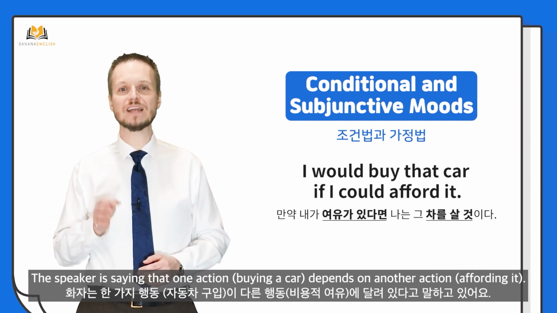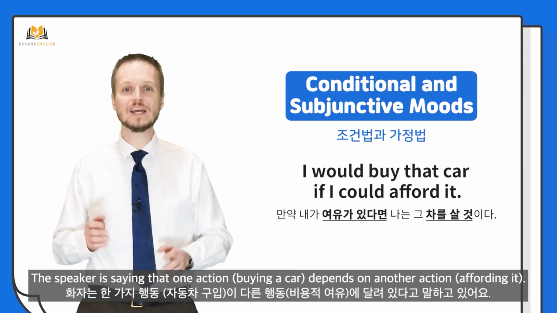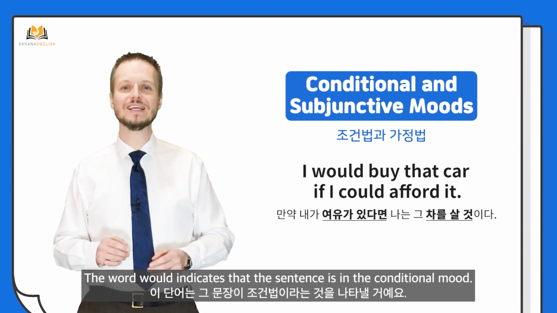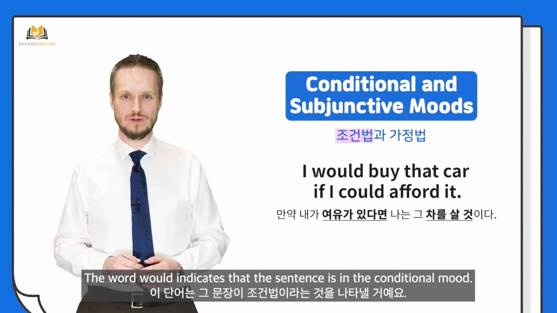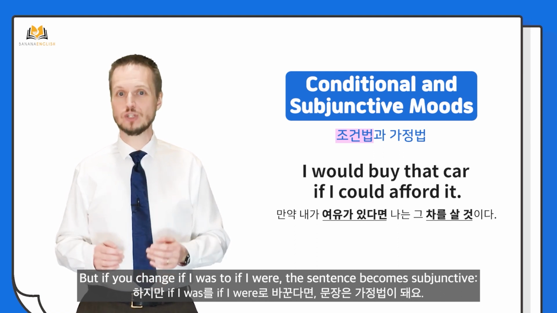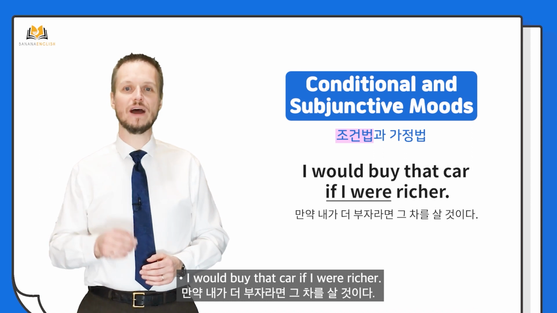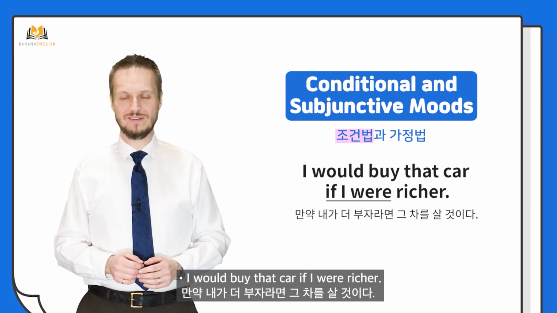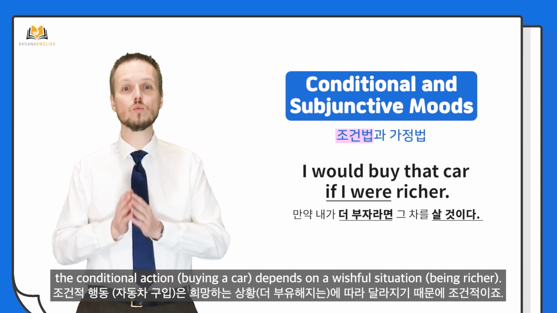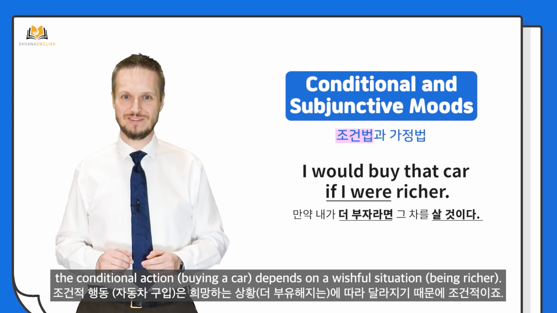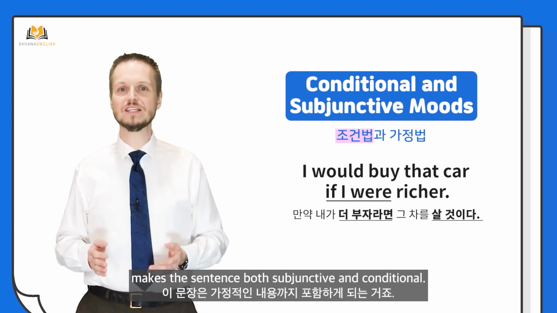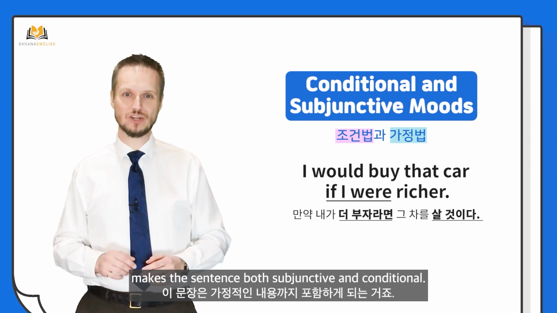The speaker is saying that one action, buying a car, depends on another action, affording it. The word would indicates that the sentence is in the conditional mood. But if you change if I was to if I were, the sentence becomes subjunctive. I would buy that car if I were richer. In this case, the conditional action, buying a car, depends on a wishful situation, being richer. The fact that the second clause is unlikely or hypothetical makes the sentence both subjunctive and conditional.